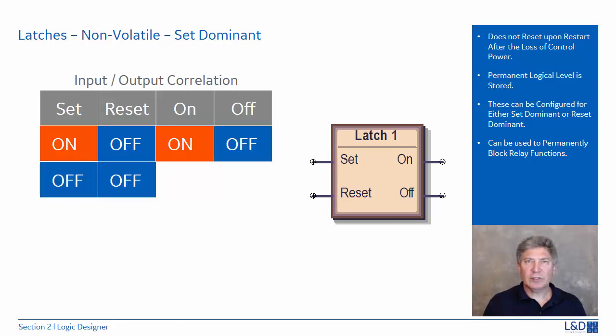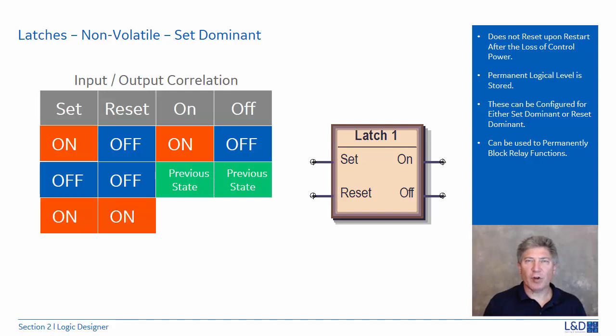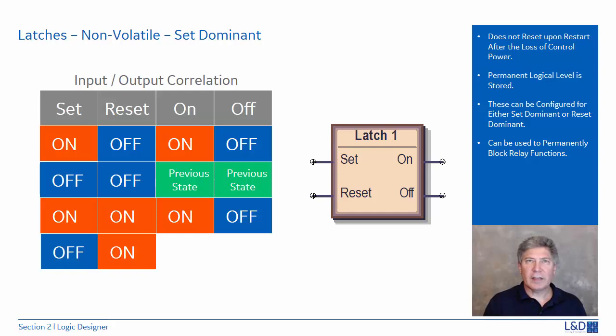If both the set and reset are off, then the outputs on and off remain at their previous states, they don't change. If the set and reset inputs are both on, then the output on is on and the output off is off. If the set input is off and the reset input is on, then the output on is off and the output off is on.